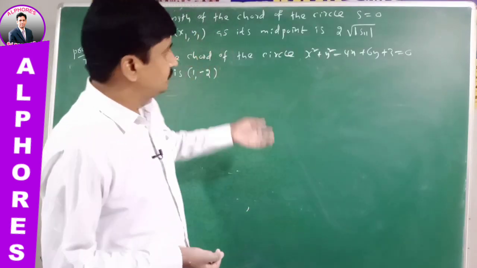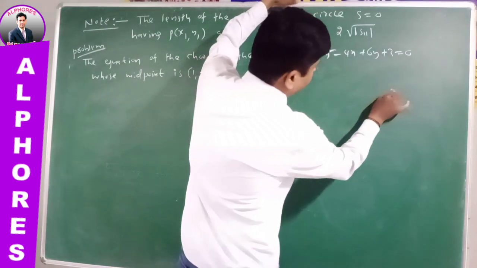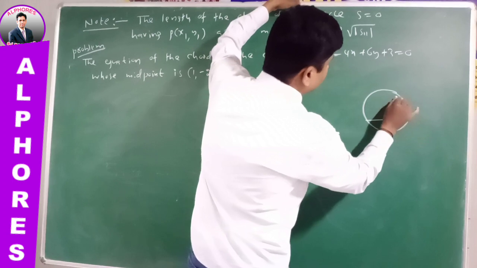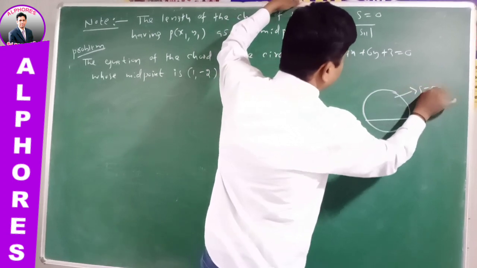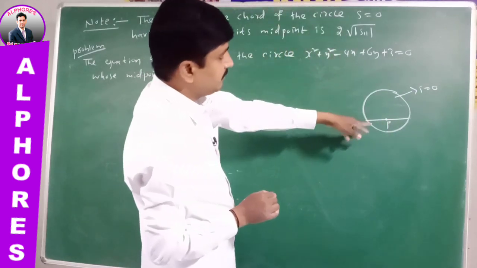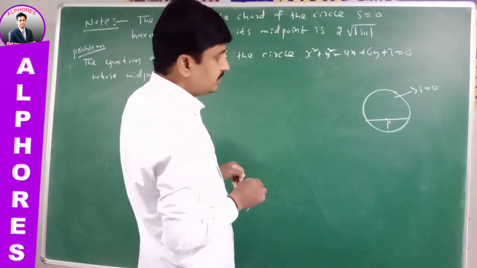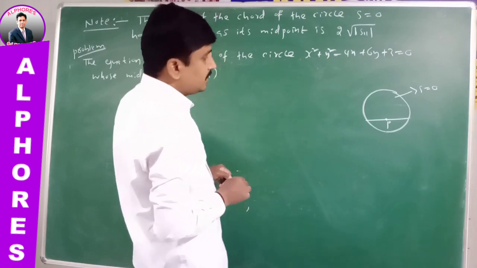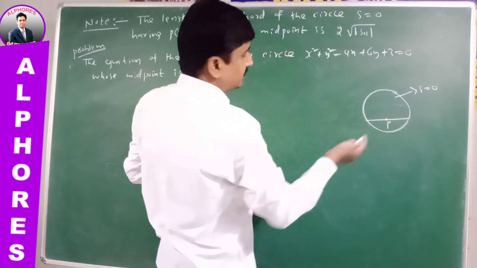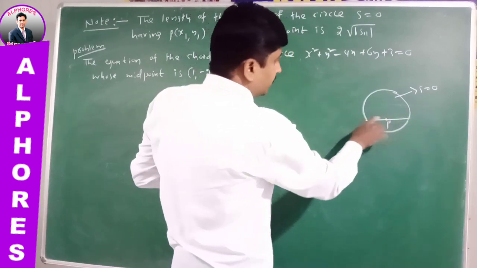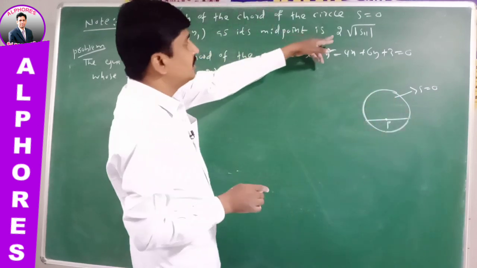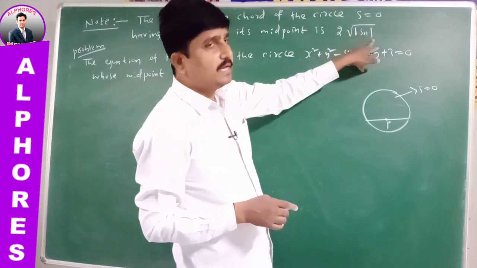Okay students, the equation of the chord of the circle s equal to 0 having P(x1, y1) as its midpoint is s1 equal to s11. When the midpoint of the chord is given and the circle equation is given, the length of the chord is given by the formula 2 into under root of modulus of s11.